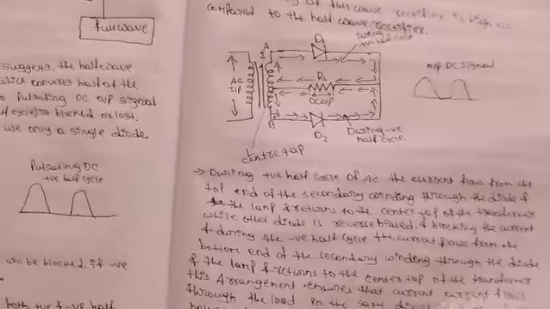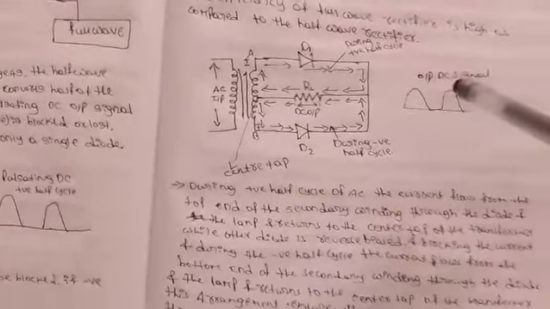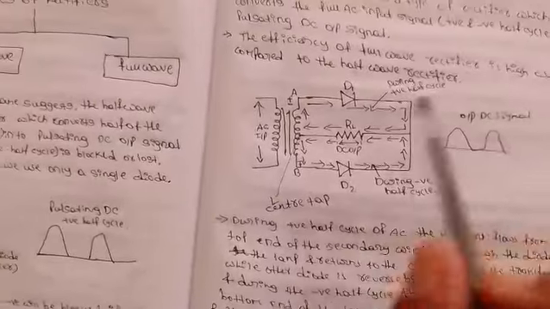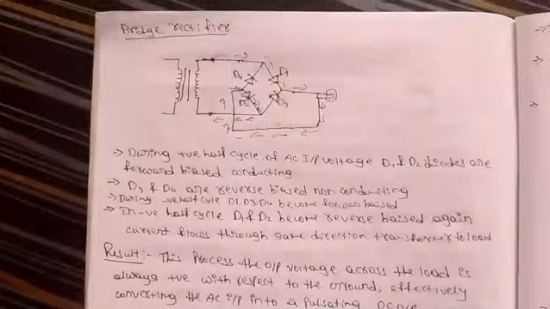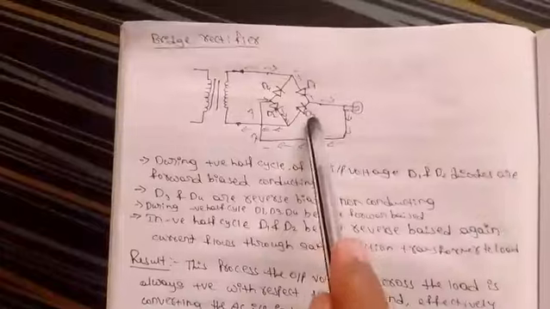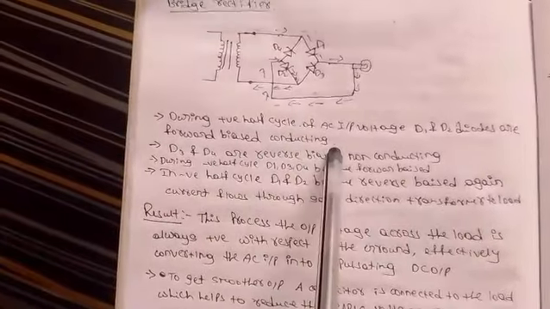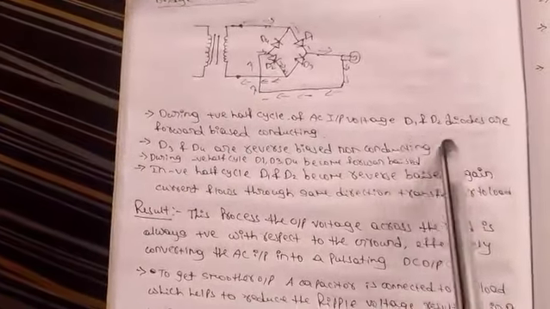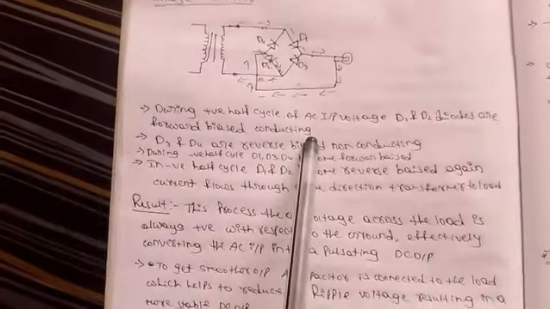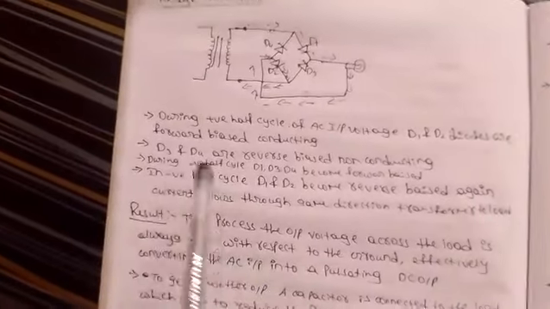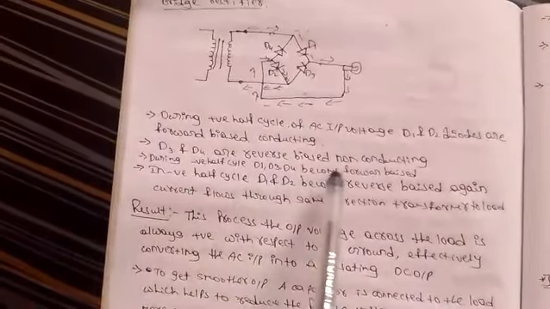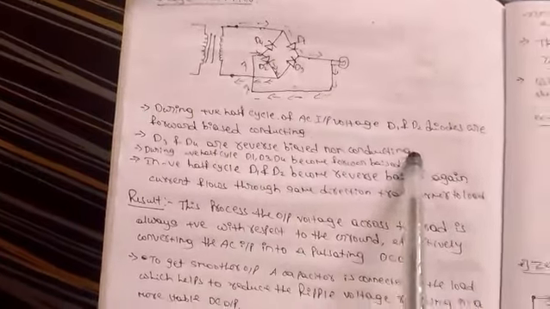One more thing, in the full wave rectifier we have two types of rectifiers. One is the 2 diode rectifier, and the other is the 4 diode rectifier, which is also called the bridge rectifier. Let's get to know about the bridge rectifier. During the positive half cycle of the AC input voltage, D1 and D2 are forward biased and conducting, and D3 and D4 are reverse biased, non-conducting.